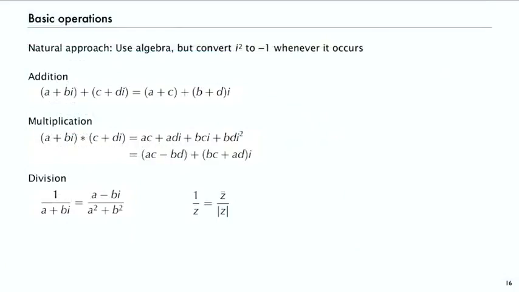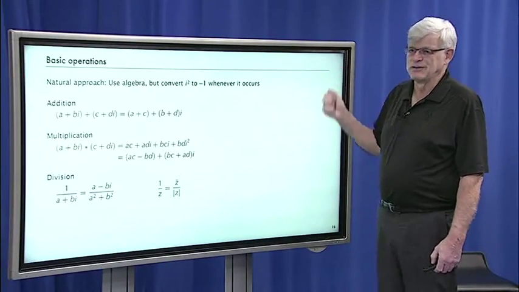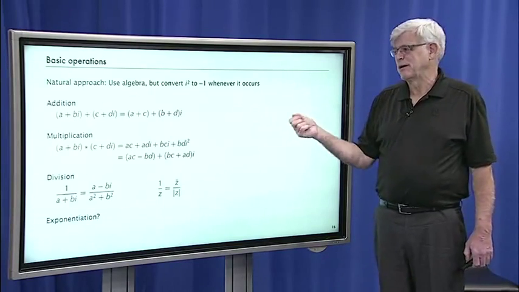Division: 1 over a + bi. To make sense of that, multiply top and bottom by a - bi. Then you have (a - bi) over (a squared plus b squared). The denominator is the number times its conjugate, which is the square of the absolute value. So there's addition, multiplication, and division. And if you're not comfortable with those, you can try some examples with the points on the plane and so forth. What about something like exponentiation?